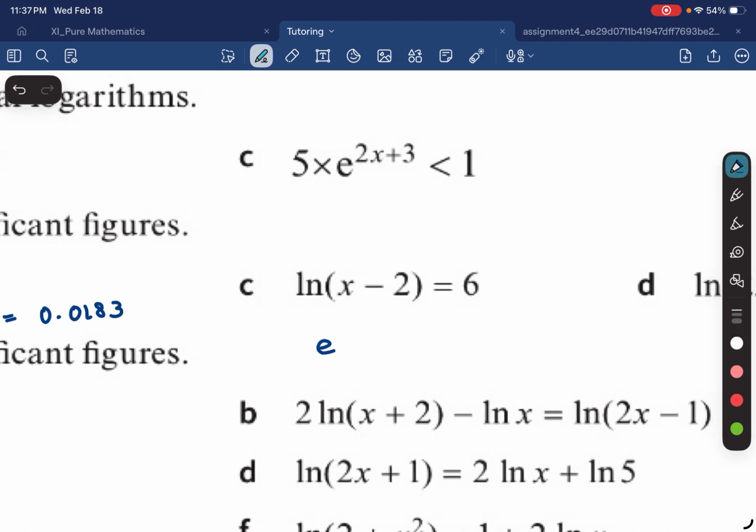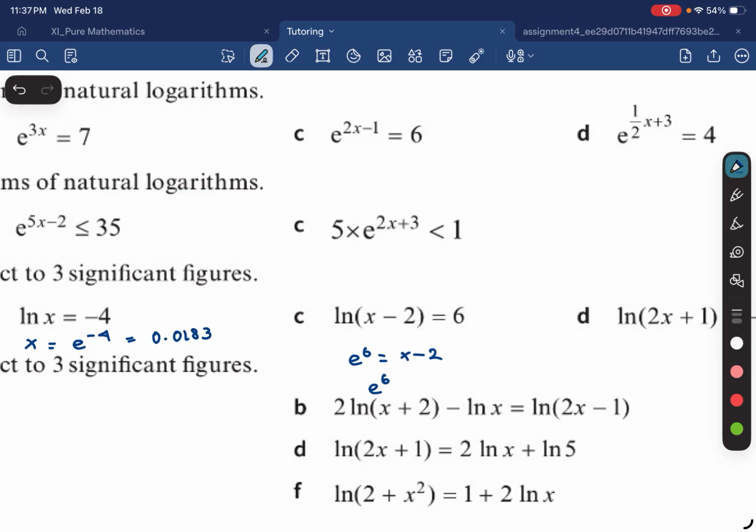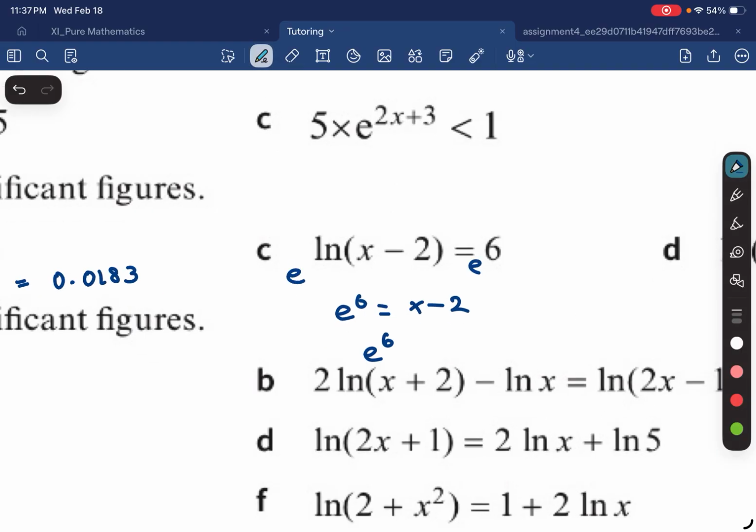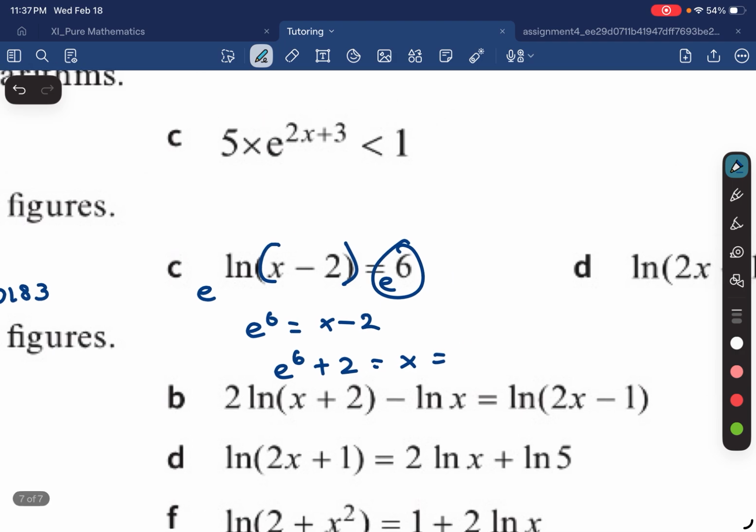And again, e to the power 6 is just going to be x minus 2. I'm skipping some steps so that you can fill in the gaps, but I believe we have done these types of questions enough for you to know that if I take e to both sides, then this is just going to be x minus 2, and on the right-hand side, I'm going to have e to the power 6. So e to the power 6 plus 2 is equal to x, which to 3 significant figures is 405.